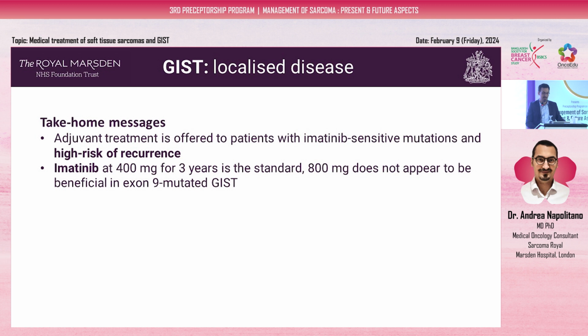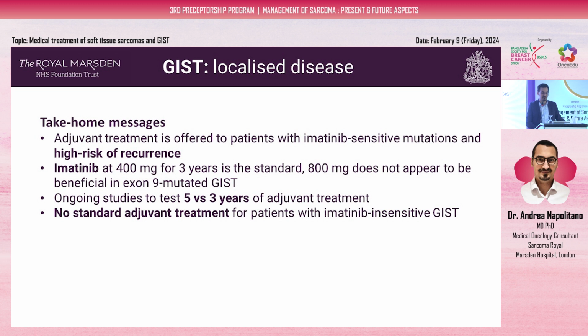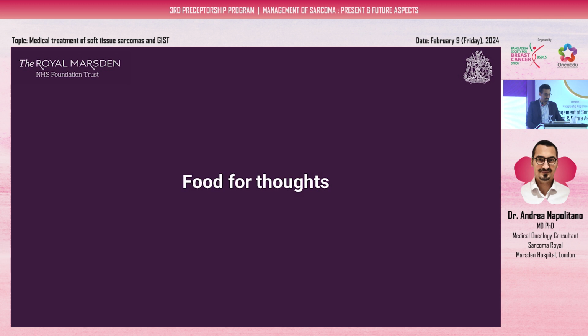So, take-home messages: adjuvant treatment is offered to patients with imatinib-sensitive mutations and high risk of recurrence. 400 milligrams for 3 years is the standard. 800 milligrams does not appear to be beneficial in exon 9. Ongoing studies to test 5 versus 3 years. No standard adjuvant treatment for patients with imatinib-insensitive GIST.